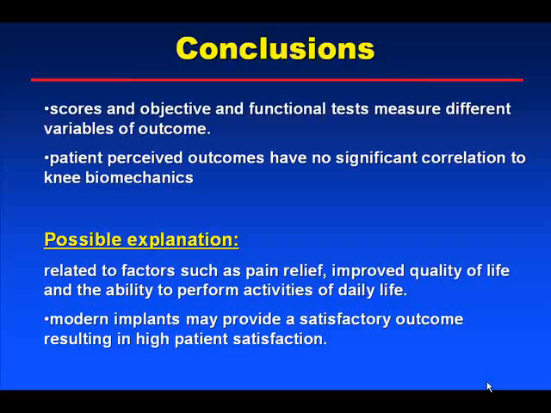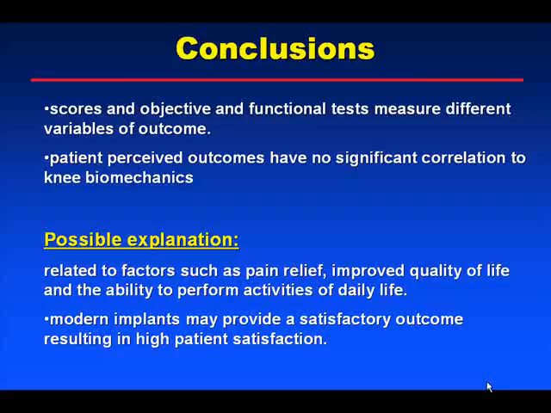So in conclusion, the scores and objective and functional tests measure different variables of outcome. Patient perceived outcomes have no significant correlation to knee biomechanics such as kinetics and kinematics. One of the possible explanations is the fact that all these scores do report pain relief, quality of life, and ability to perform activities of daily life, but do not report function. And patients may be subjectively happy, but their objective outcome may not be as good as we think there is.